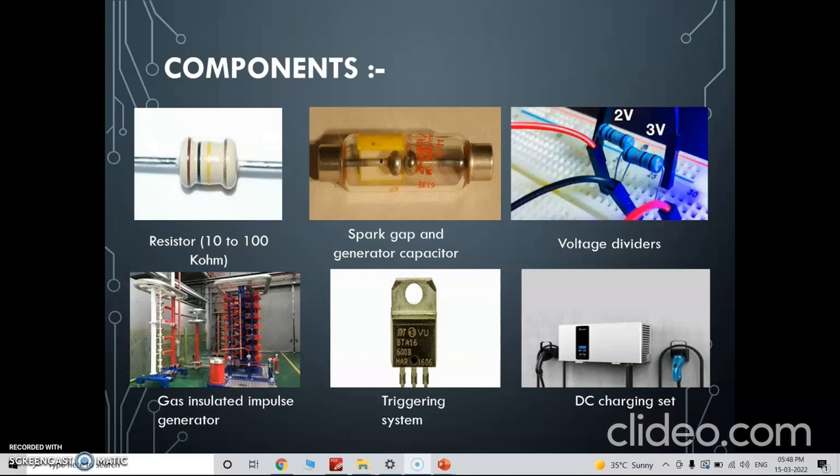Then the triggering system: we use a triggering system in the IVG to turn on some internal electronic devices and also for commutation. It can be achieved in many ways by using triggering techniques like commutation and self-commutation techniques to turn off, and some triggering techniques to turn on the power electronic devices used in the impulse voltage generator. Then we use a DC charging set to supply DC voltage as the loading while performing the practical on the impulse voltage generator experiment.